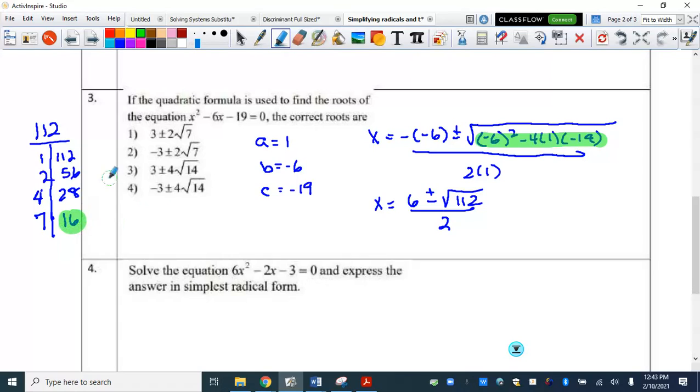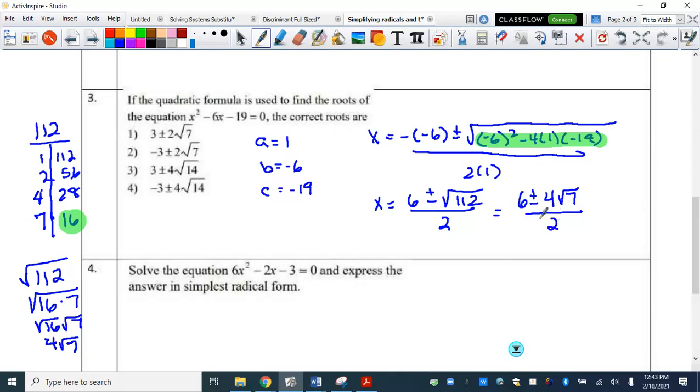So this is going to be the biggest perfect square that goes into 112. So I can rewrite square root of 112 as the square root of 16 times 7. And that's going to give me 4 radical 7. So this answer becomes 6 plus or minus 4 radical 7 over 2. If you look at the choices over here, none of these match still. So there's one more step.